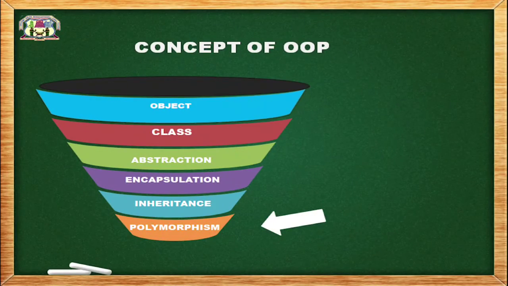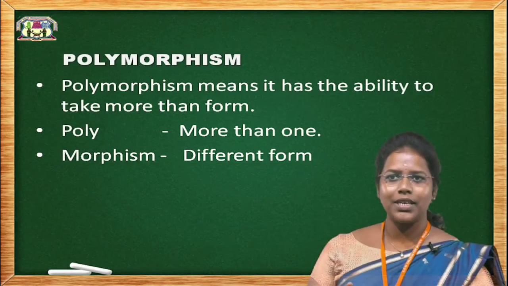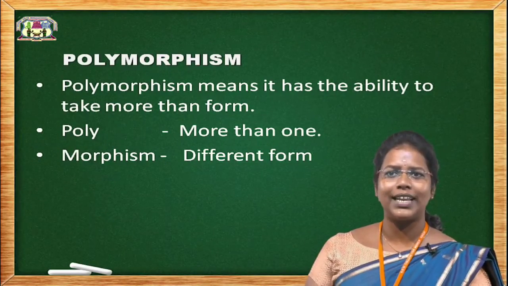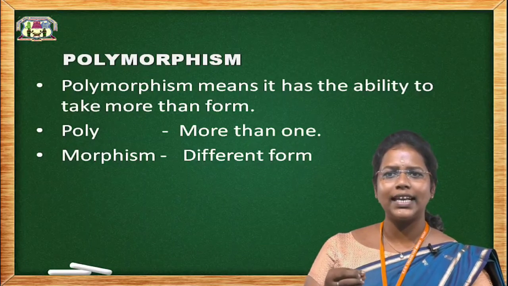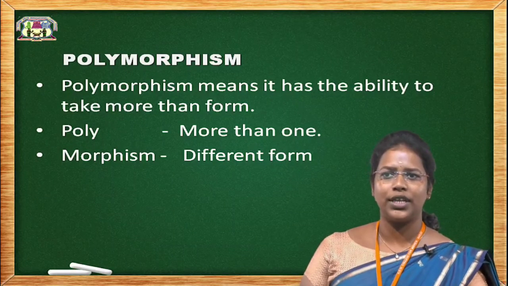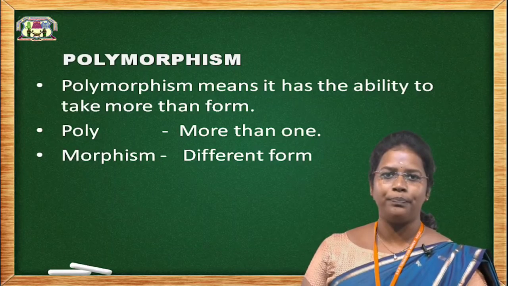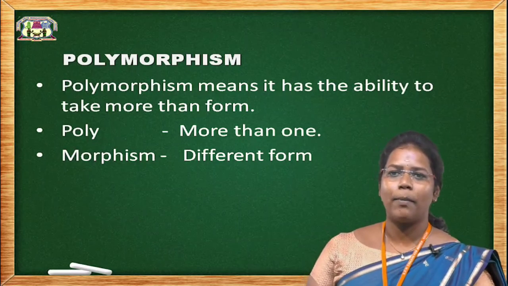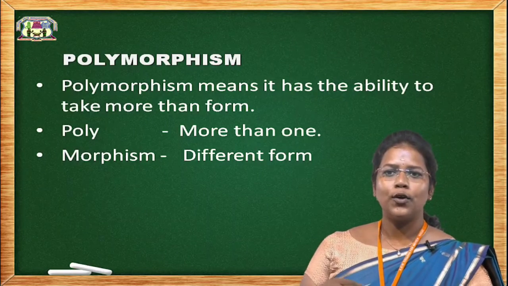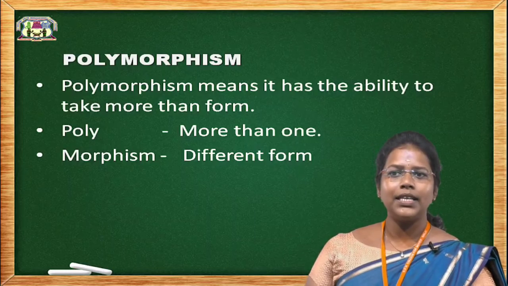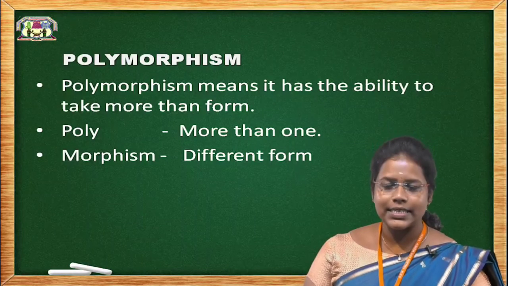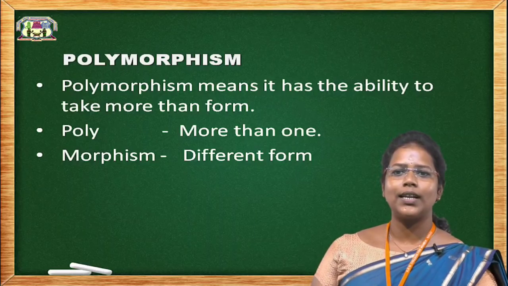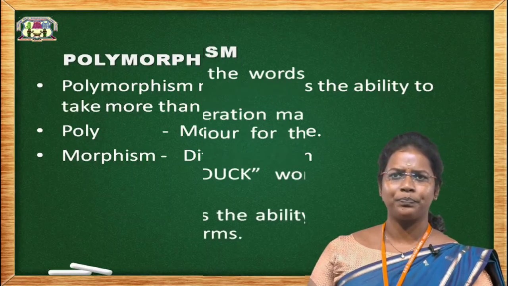The last one is polymorphism. Polymorphism means the ability to take more than one form, which means a single unit or single method can act in more than one form. This is known as polymorphism. It is a Greek term. Poly means more than one, and morphism means different forms. A single unit taking many forms is known as polymorphism.